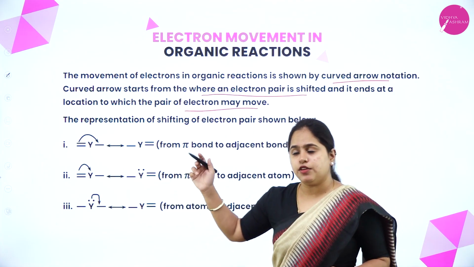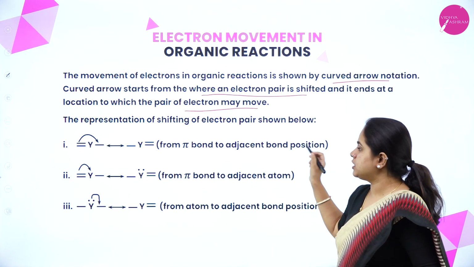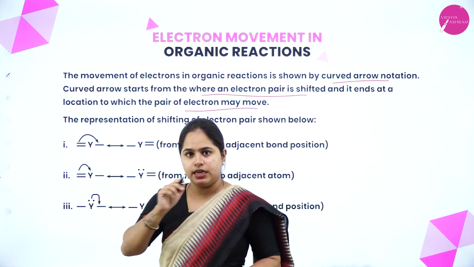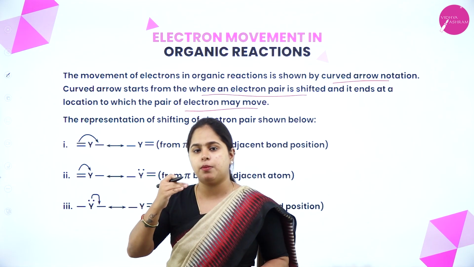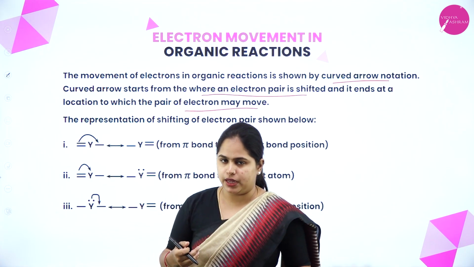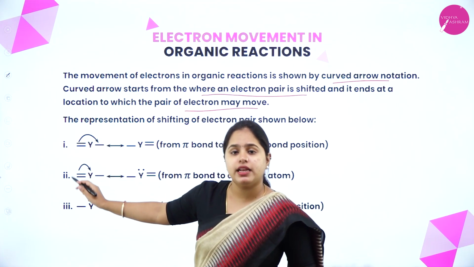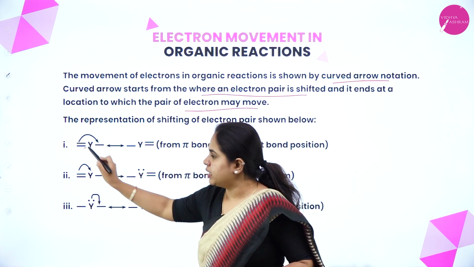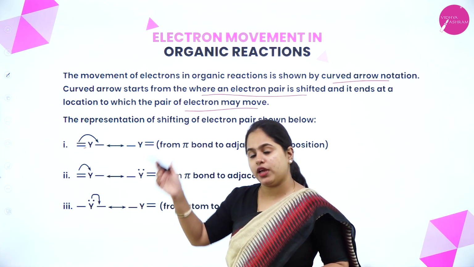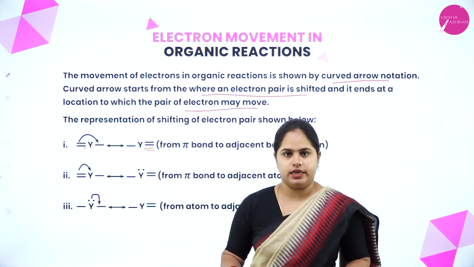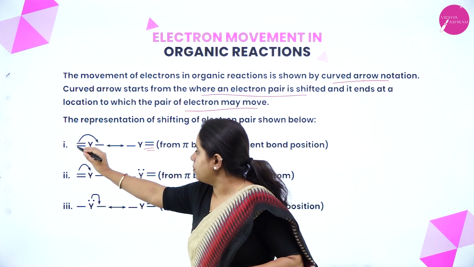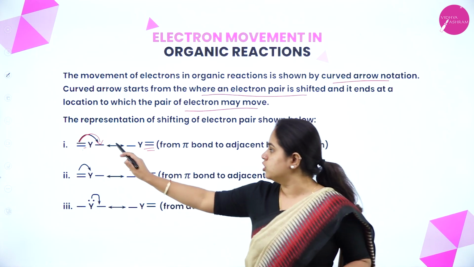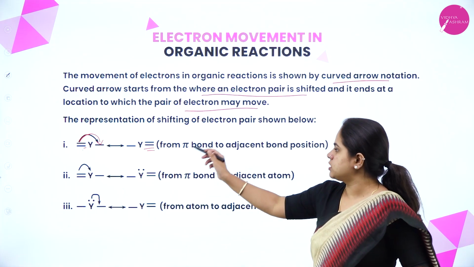So let's see the first one. From a pi bond to an adjacent bond position, the electron is moving. A pi bond means a double bond or triple bond. In a double bond there will be a sigma bond as well as a pi bond. From this pi bond, the electrons are moving to the next adjacent bond. Earlier the double bond was here, the pi electrons moved to the adjacent position, and now the double bond is here. So the arrow starts from here and the head of the arrow should end in this bond. This is how we represent it.